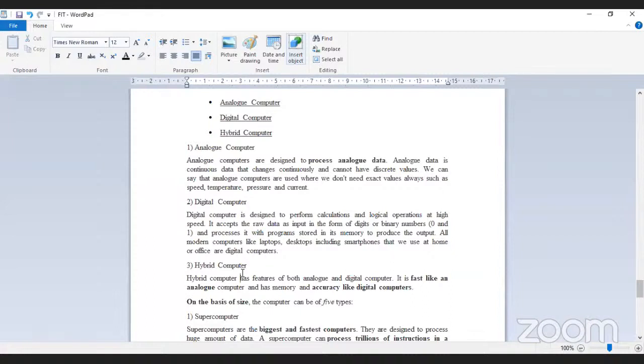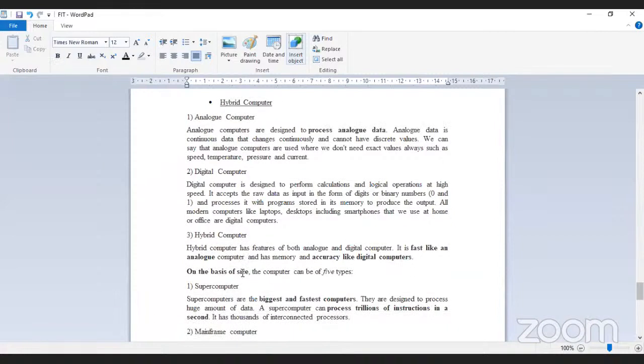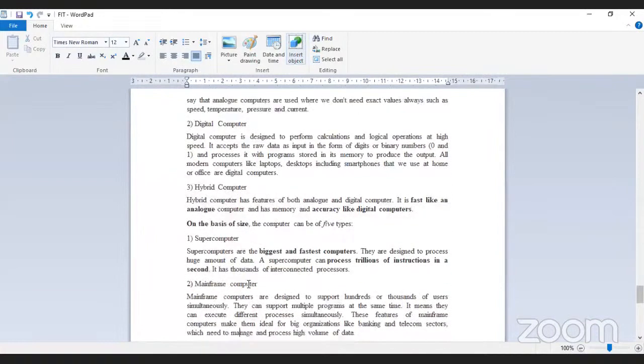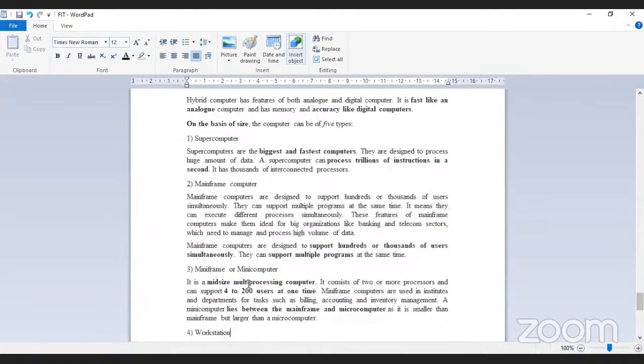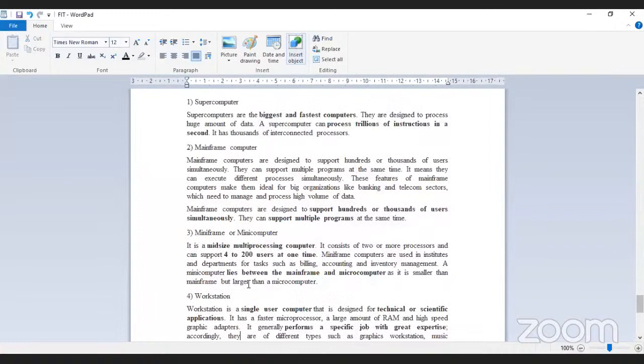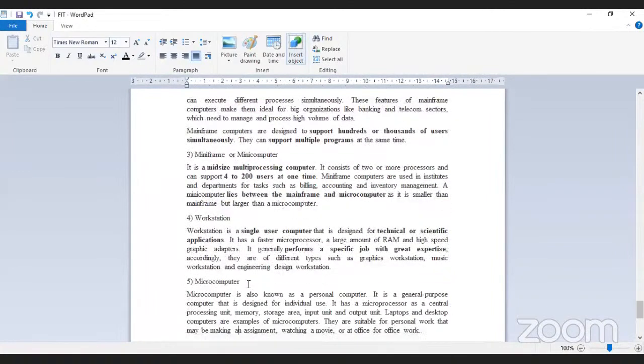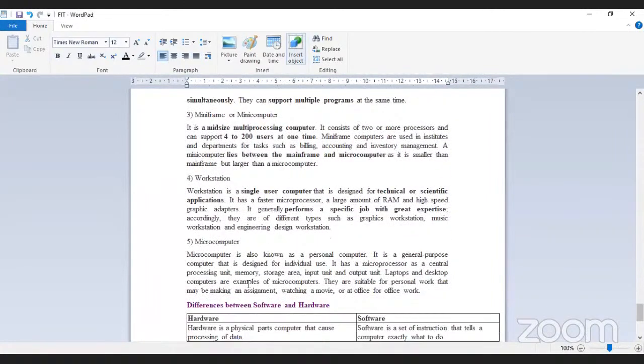Next, based on size. Supercomputers, mainframe computers, minicomputers, and one more, workstations, and also microcomputers. We'll see what each of these means one by one.